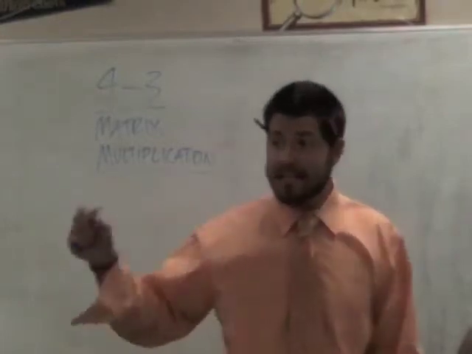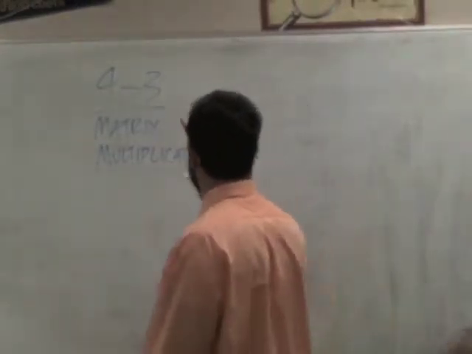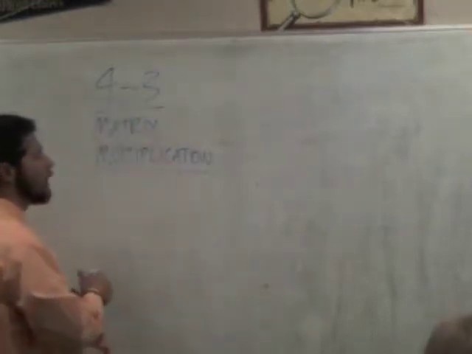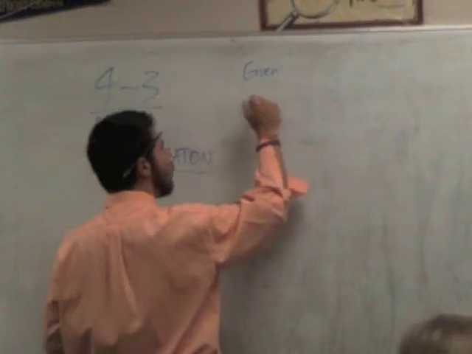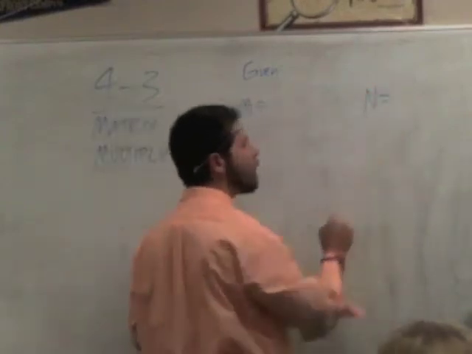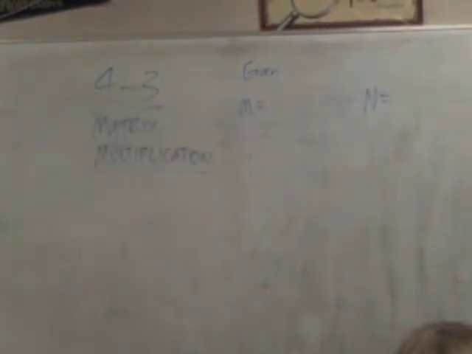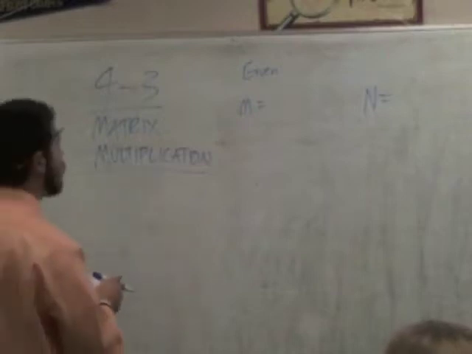This is Advanced Algebra 2, and this is Matrix Multiplication Section 4-3. Class, I want to give you two matrices. We'll call them capital M and capital N. We'll start out with the easy part of today's lesson. We'll move on to the part that is a little bit more challenging for you.